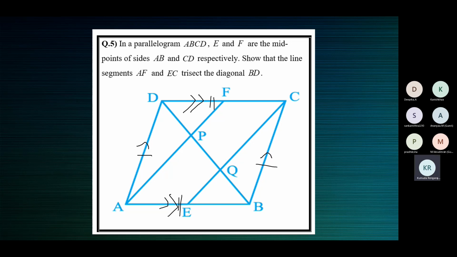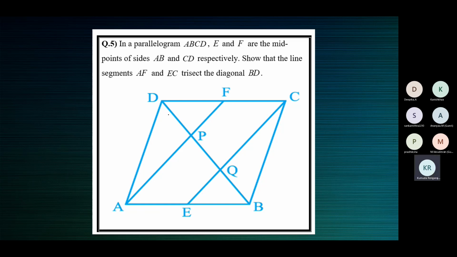E and F are the midpoints of the sides AB and CD respectively. F is the midpoint of CD. E is the midpoint of AB. Show that the line segments AF and EC trisect the diagonal BD. Only the diagonal BD is connected; the diagonal AC is not. We need to prove that the diagonal BD is trisected, that is, cut into 3 equal parts.